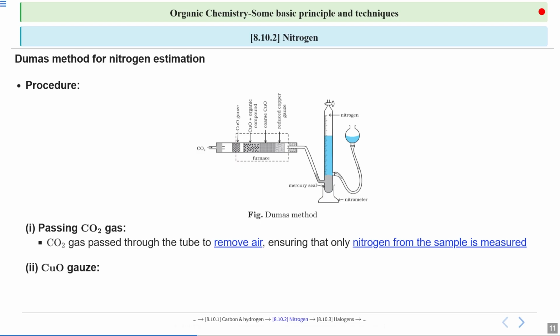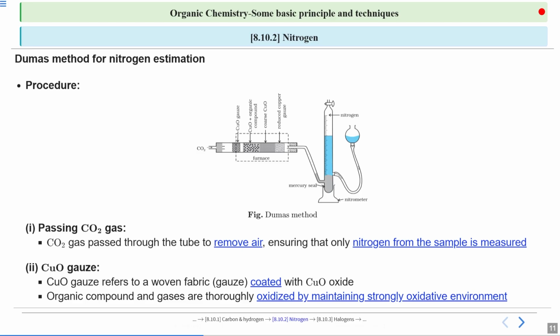Now let's talk about the copper II oxide or copper oxide gauze. So this is a special woven material coated with copper oxide. Its main job is to help oxidize the organic compound completely during the reaction.